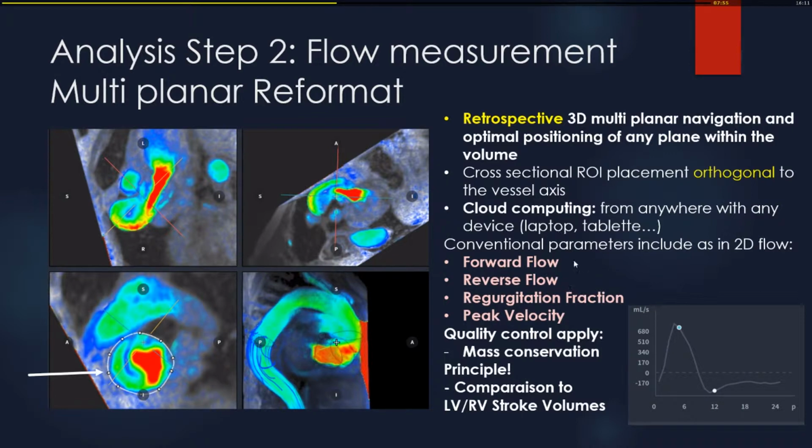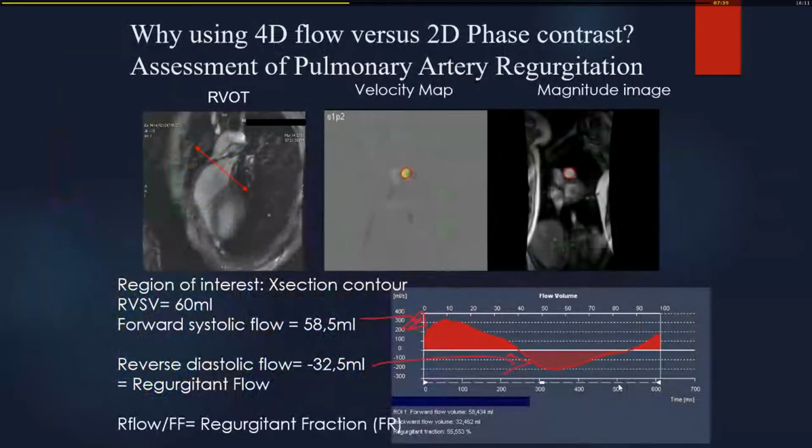And then you access the conventional parameters, which are the forward flow, reverse flow, regurgitation fraction, and peak velocity. You can do quality control and apply mass conservation principle, or compare your data to the stroke volumes of both ventricles. So why use 4D flow versus 2D phase contrast sequences? Because we already have that, and we can assess, for instance, a pulmonary artery, which is not always that easy and might be challenging for technologists to do the right slice.